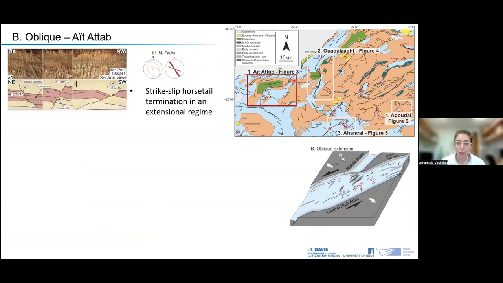Here in Aida Tab, we are in this place. This outcrop is along the road, so you see three faults which are a little bit closer to each other. I have cropped the distance because there was nothing else to see. And we see a steep extensional fault with a growth strata and laterally also changes the thickness. And basically, we see a strike slip fault with extensional component in the Middle Jurassic.